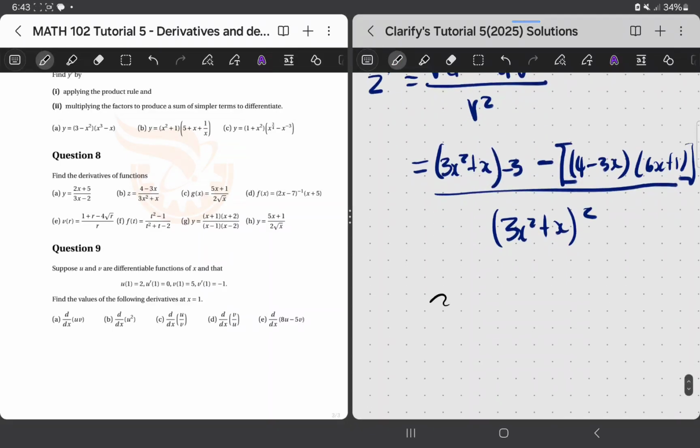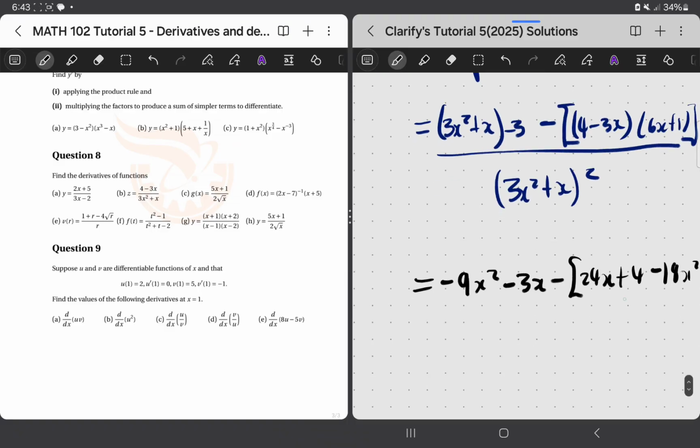Then we go ahead to simplify. This becomes negative 3 times 3x squared, a negative 9x squared. Negative 3 times x becomes negative 3x. Minus, we put this big thing, then we expand this. We take 4, it multiplies the whole of the second bracket. 4 times 6x is 24x, x comes as it is. 4 by 1 is just 4, so plus 4. Minus 3x times this, it's going to be minus, the signs are different. 3 times 6 is 18, then x times x is x squared. Then minus 3x times a positive 1 becomes minus 3x, like this.